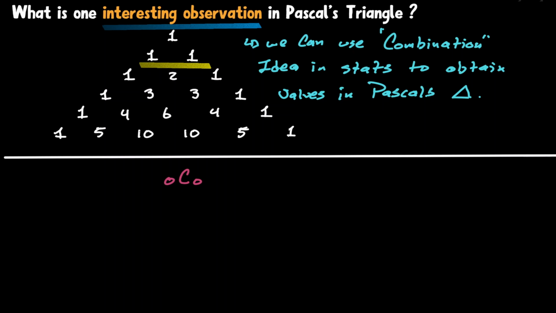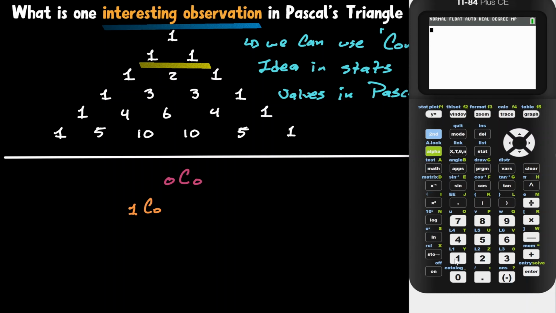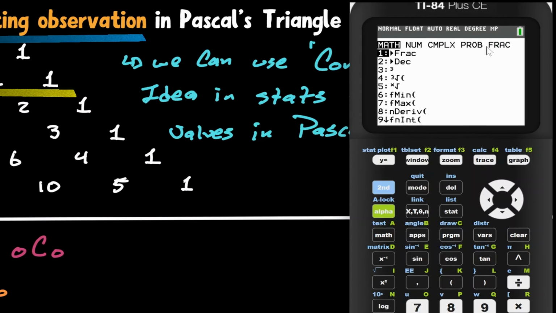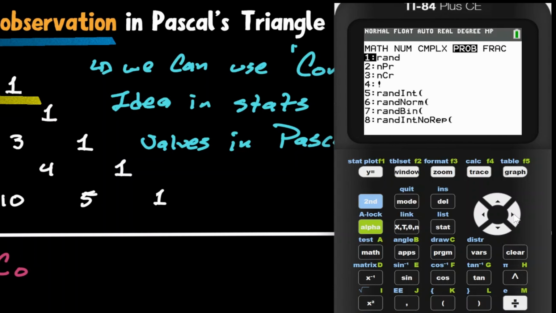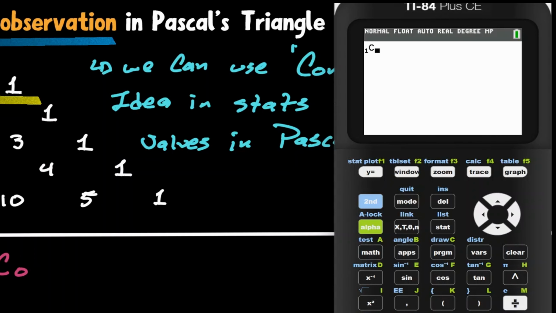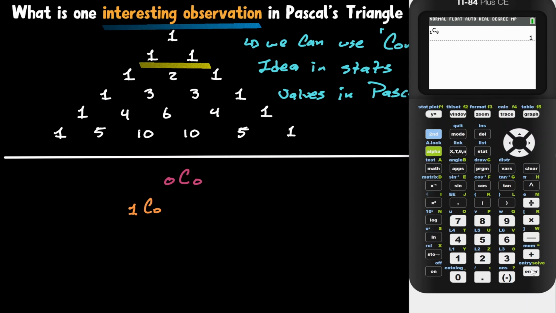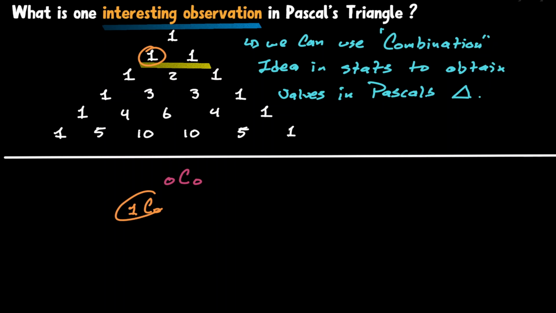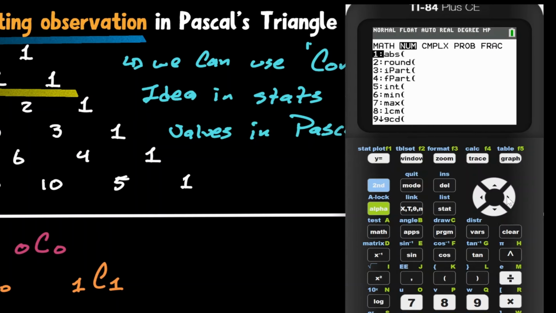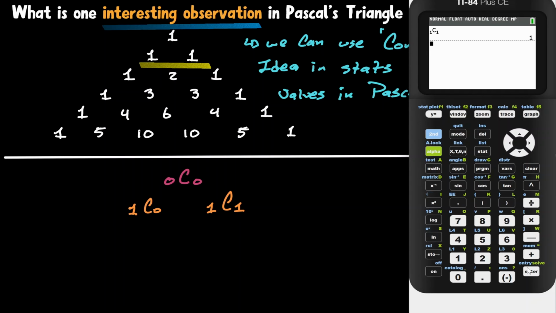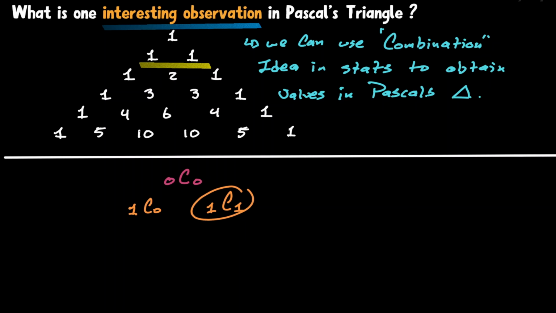Now let's find the value that we obtain when we do 1 combination 0. So let's go to 1, mathematics, probability, option 3, 1 combination 0, that is equivalent to 1, which notice that is also what we got in this section. And now let's do 1 combination 1. Let's show that. It also gives us 1. And notice that this placeholder gives us the same location that we got when we were building Pascal's triangle.